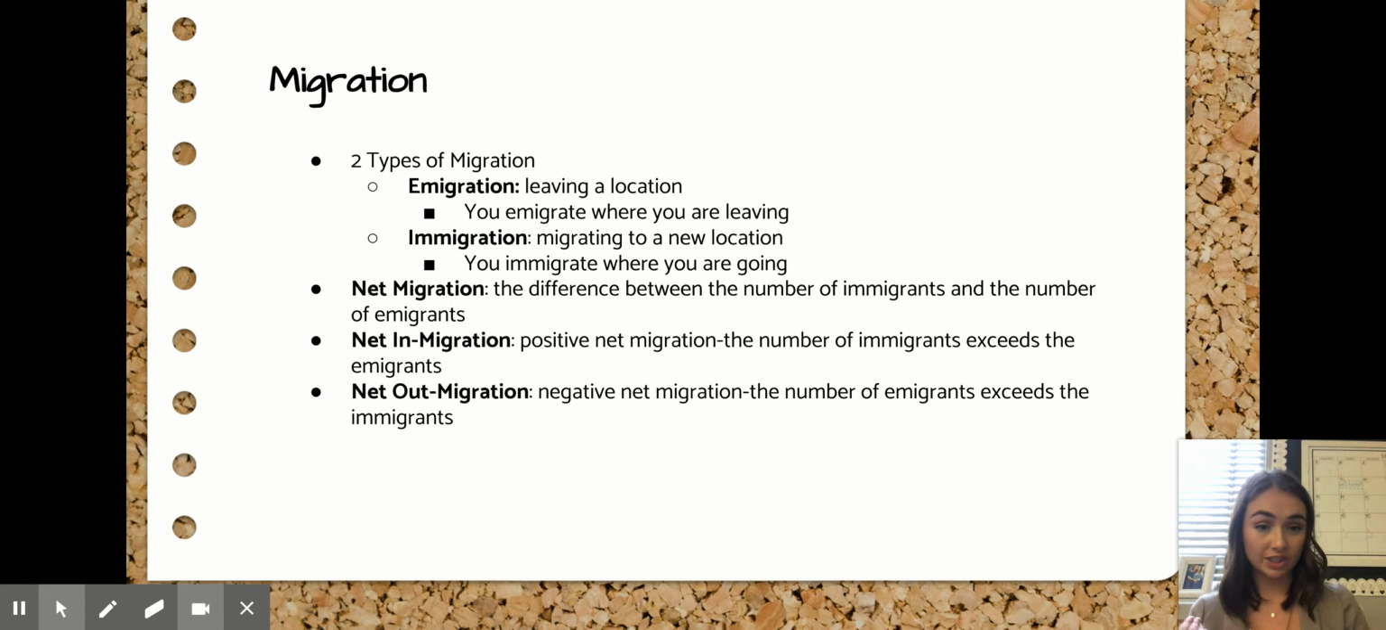Net out migration is the opposite of that. So net out migration means, okay, we have more people leaving us than we have people moving in.